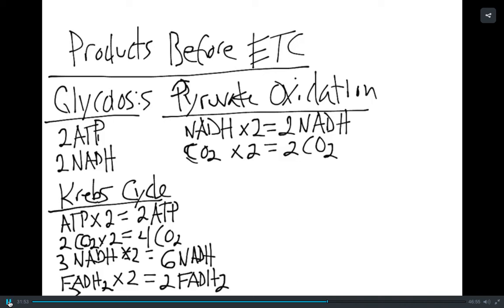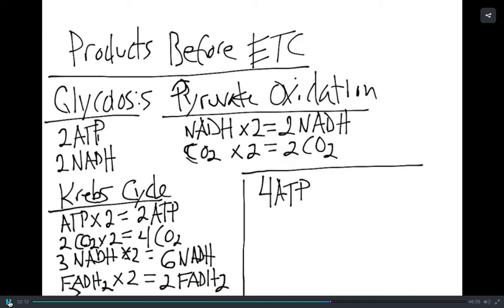Okay, so all told, from this process, from glycolysis, pyruvate oxidation, and the Krebs cycle, let's count it up: we've got 2 ATP here, another 2 here, so we have 4 ATP.